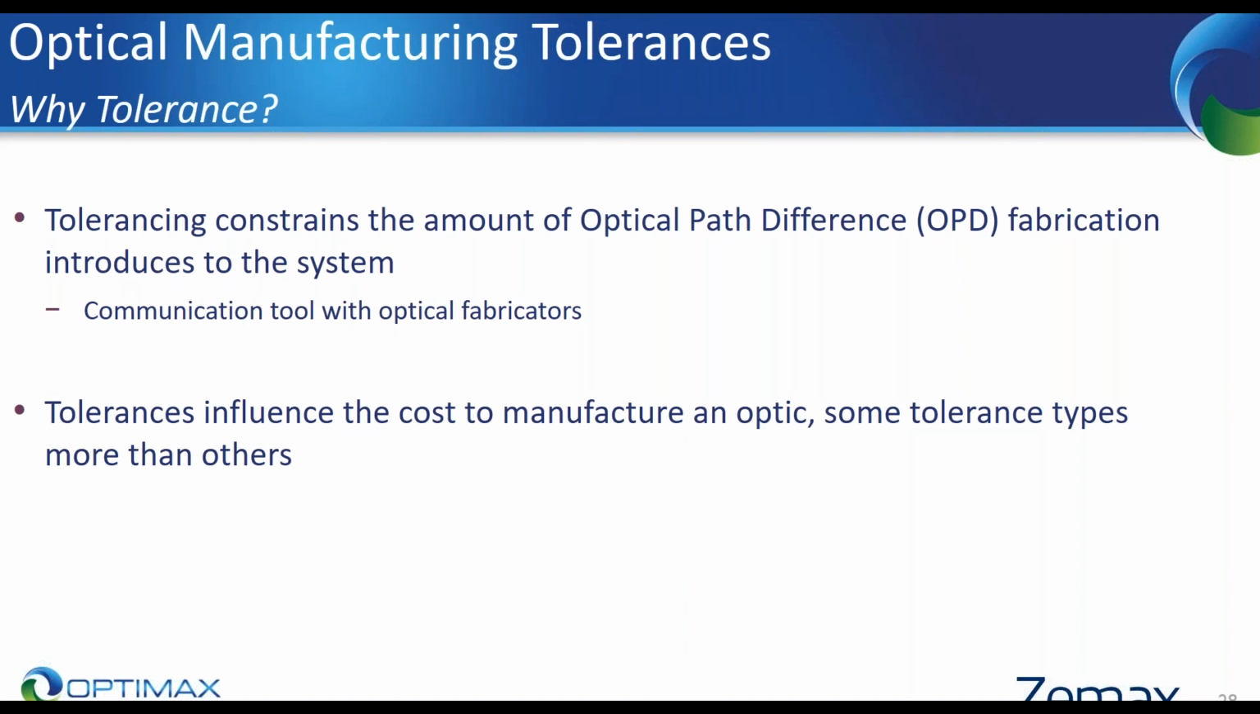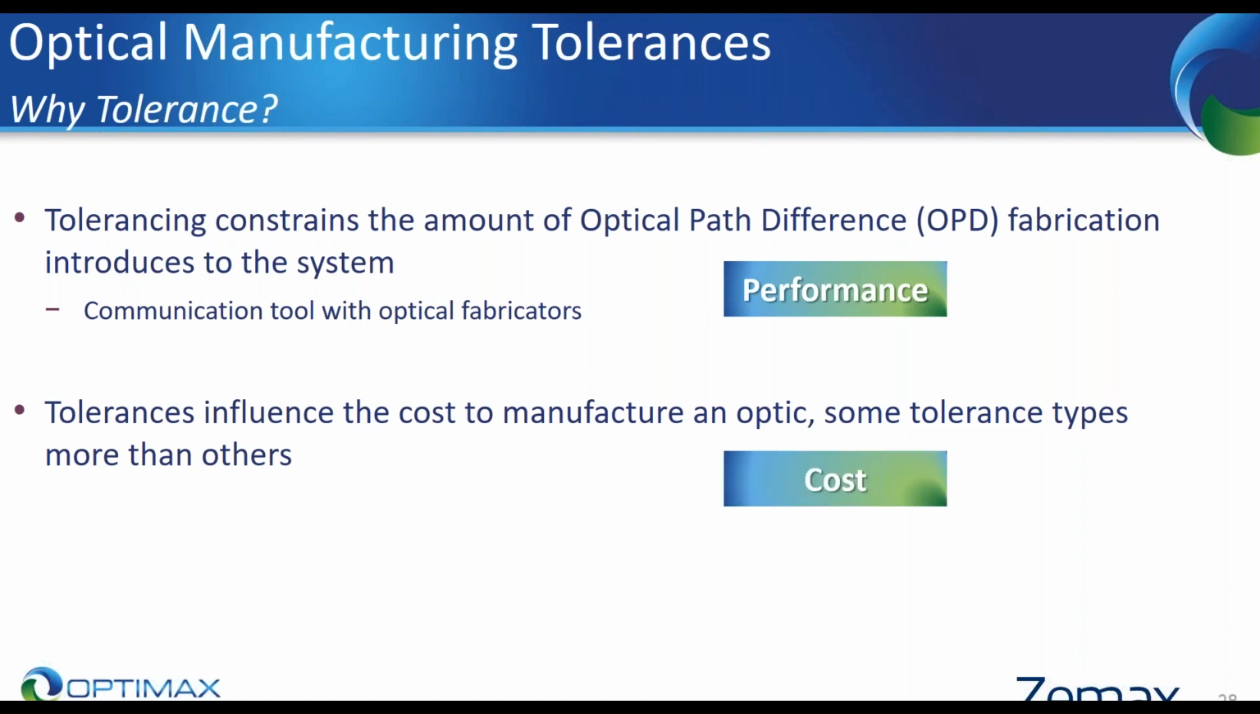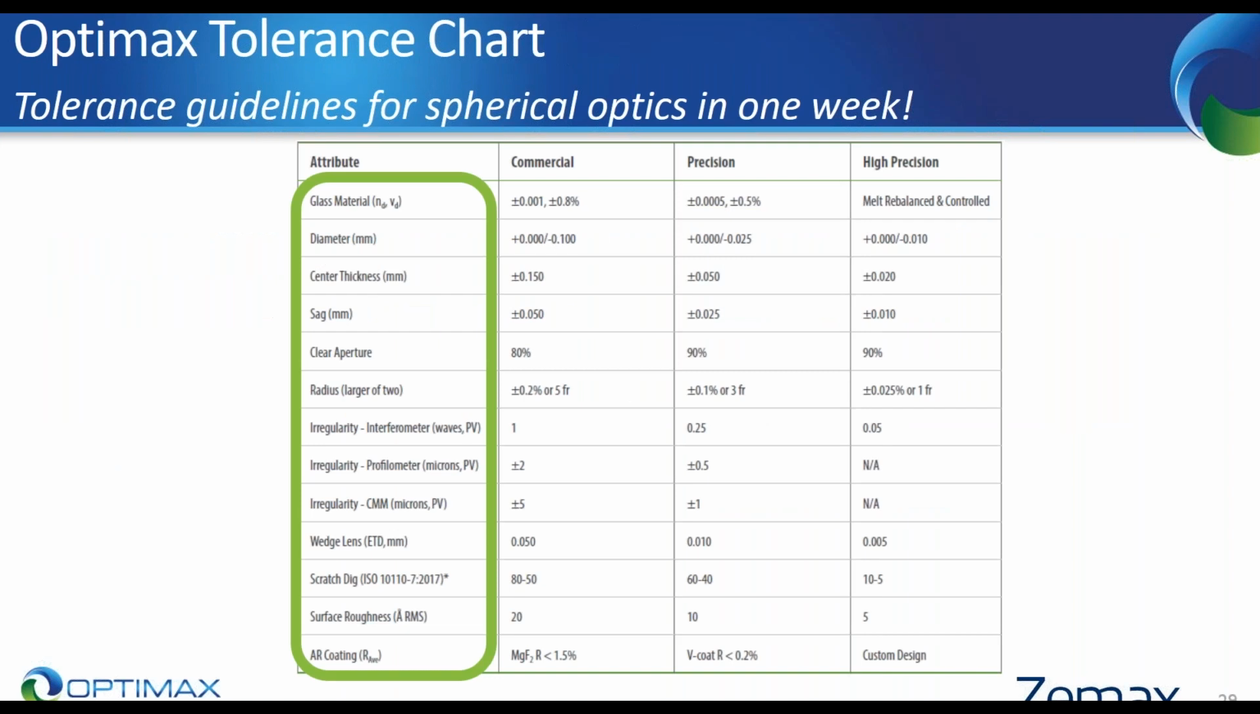Well, the reason you want a tolerance is that it constrains the amount of optical path difference fabrication induces to the system. It's also the communication tool with the fabricators. I very seldom see lens designers who stand over the shoulder of a fabricator to tell them what's happening, and so typically you need some type of tolerancing tool. Tolerances also influence the cost to manufacture an optic. Some tolerancing types will influence it more than others. But it really comes down to this: you want to optimize performance and you want to minimize cost.